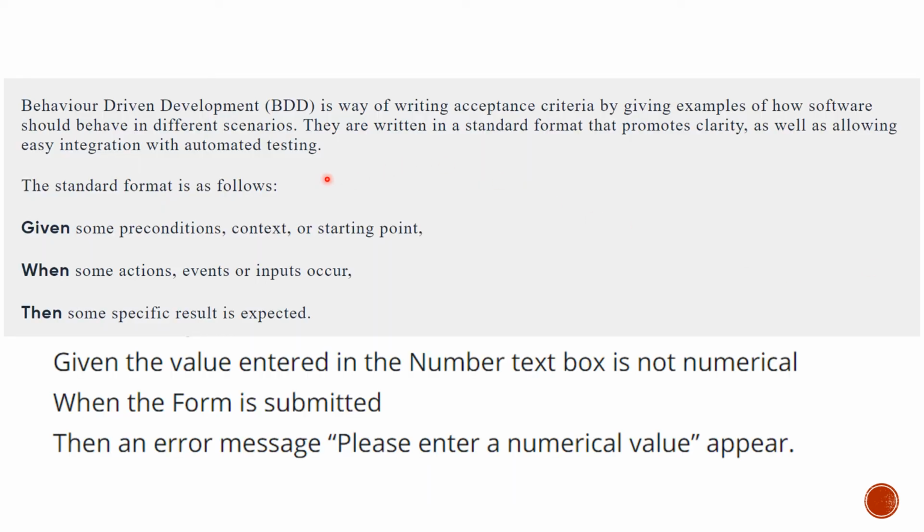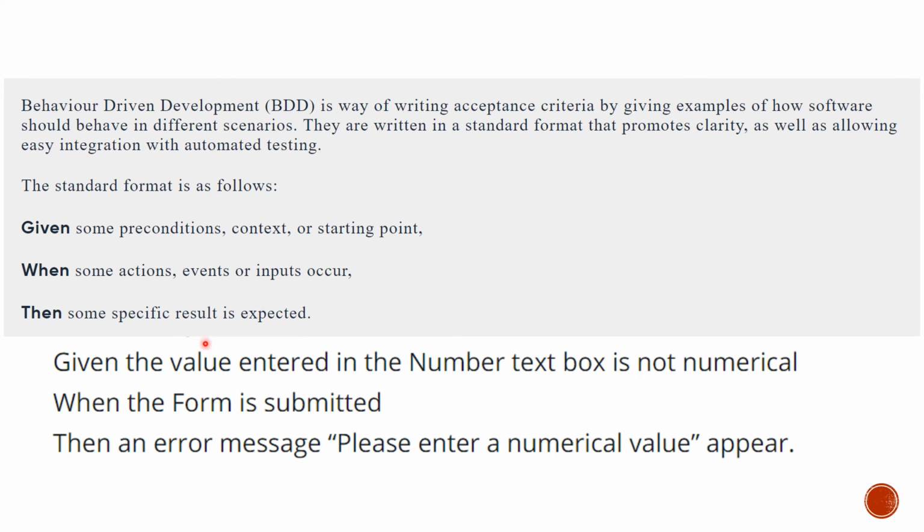Right? So behavior driven development is a way of writing acceptance criteria by giving examples of how software should behave in different scenarios. They are written in a standard format that promotes clarity as well as allowing easy integration with automated testing. Right? The standard format is as follows. Given some preconditions, context, or starting points, when some actions, events, or inputs occur, then some specific result is expected.